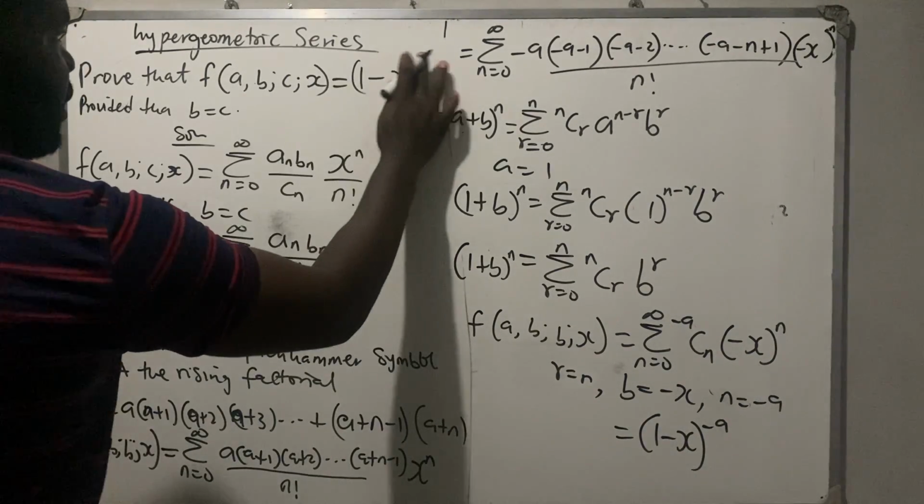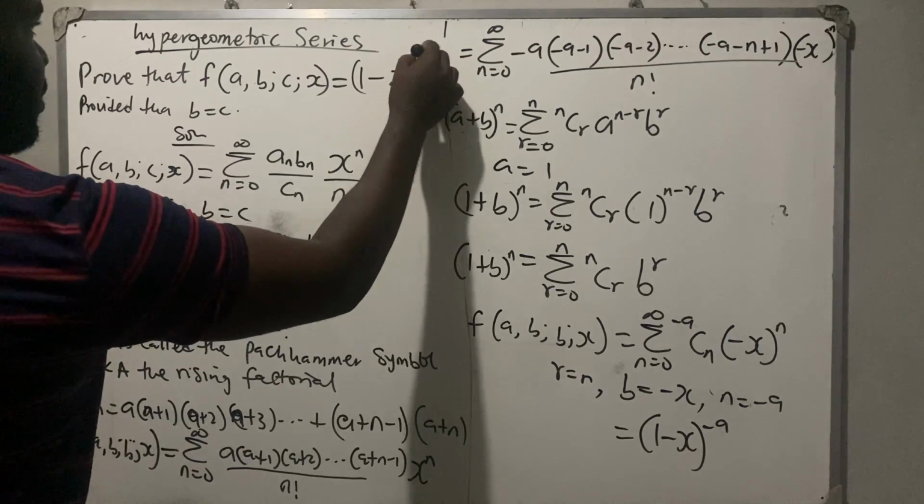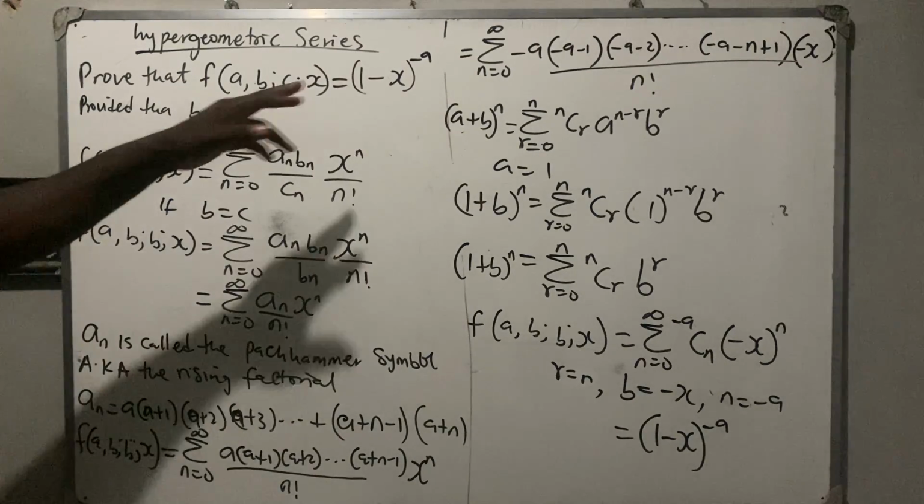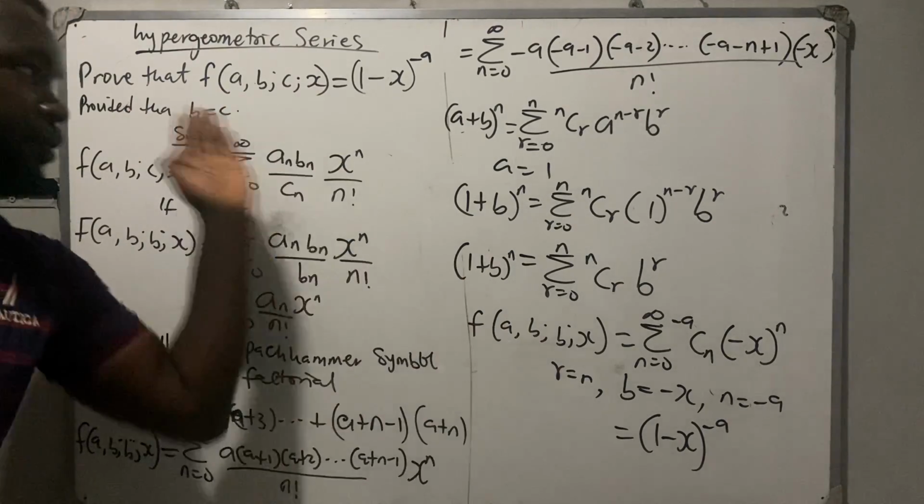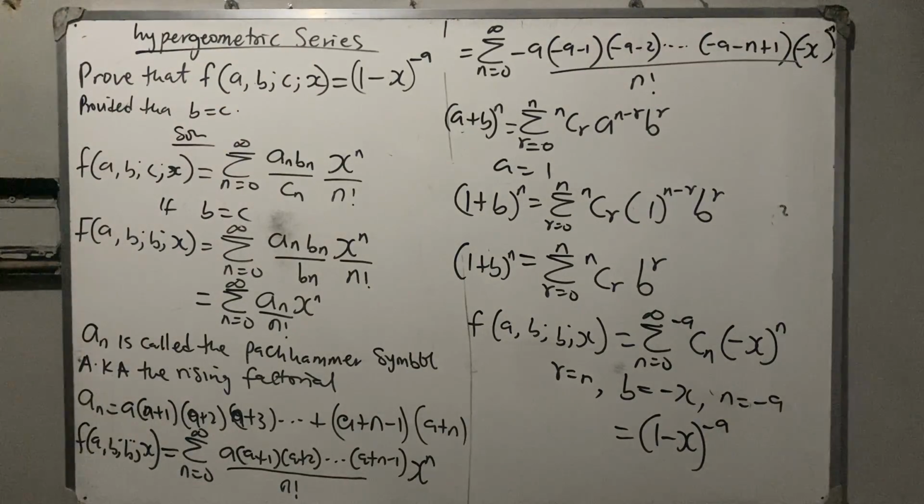Sorry, the mistake here is minus a, please. This is supposed to be minus a, raised to power minus a, not raised to power n. So please, this is the proof. It's now proved. You see that now? So it's very, very simple.